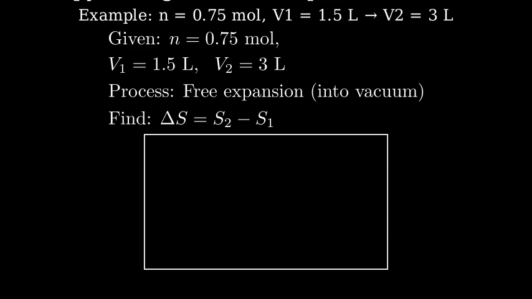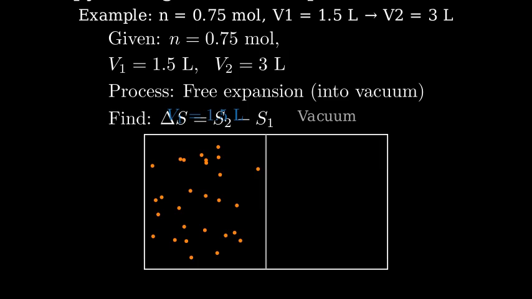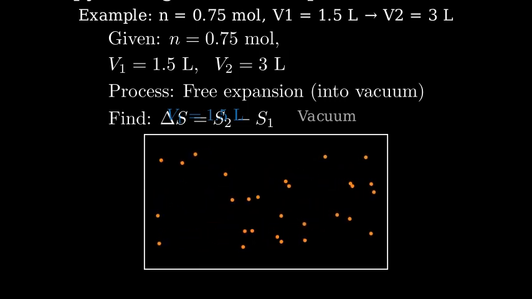We'll draw the container and the partition. We'll label the left side as V1 equals 1.5 liters, and the right side as vacuum initially. Now, let's sprinkle gas molecules on the left side only. Next, we remove the partition. The gas spreads out to occupy the whole space spontaneously. No external work is done, and no heat is exchanged.